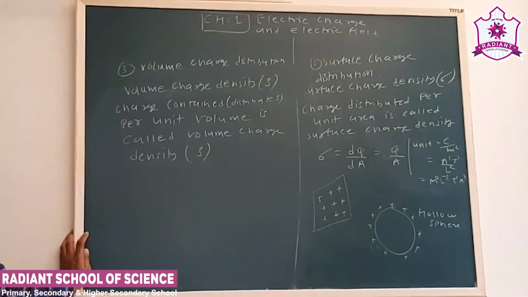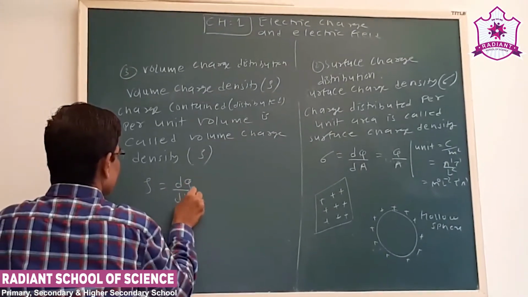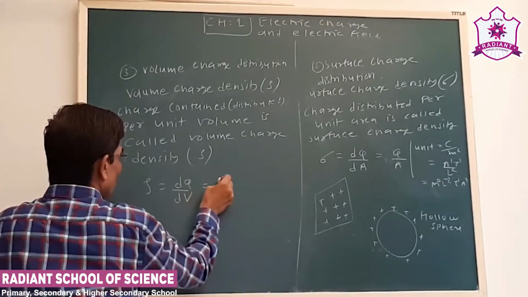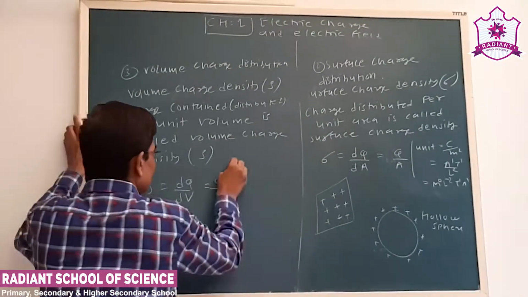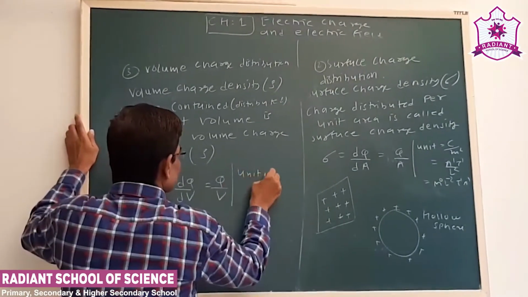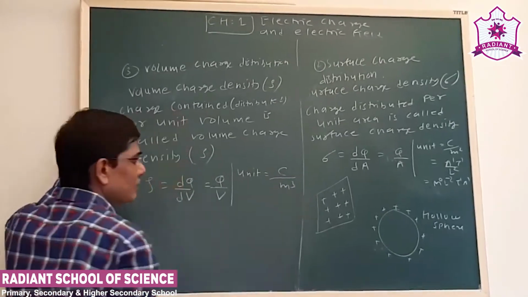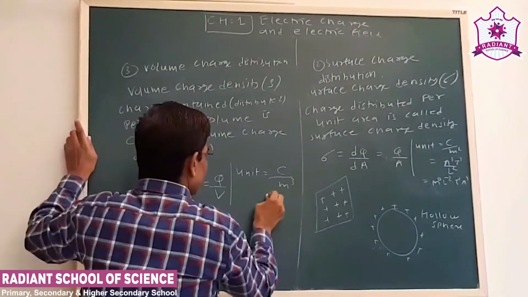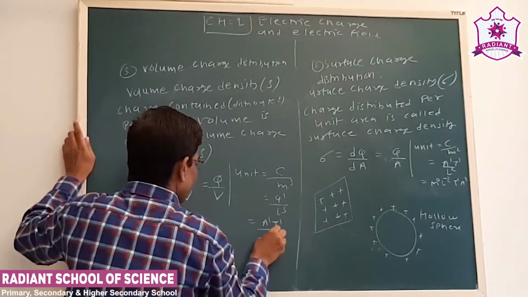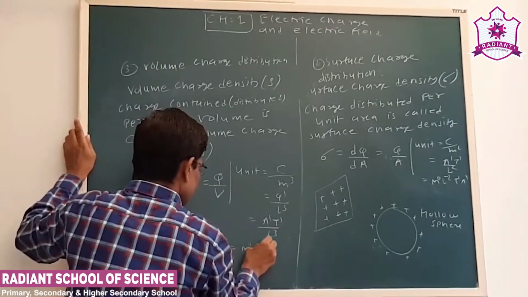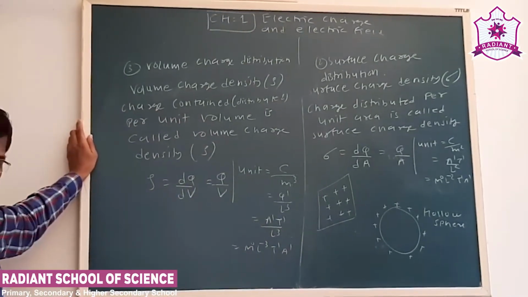Symbol is rho. Okay. Now rho is dq by dV, where V is the volume and Q is the charge, or we can say Q upon V. Now about the unit, charge is in coulomb and volume is in meter cube. So we can write Q1 upon L3, that is A1 T1 upon L3, M0. Okay, so this is about the volume charge density.